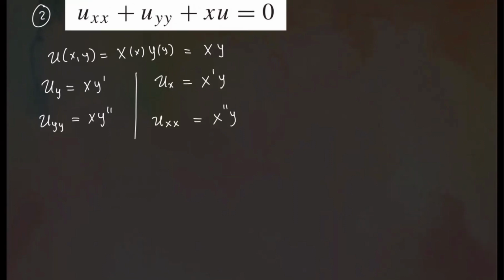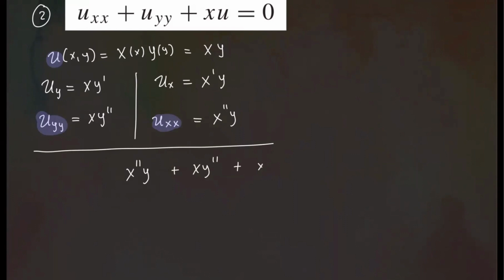All right, now let's substitute these into our given equation. So we'll substitute this expression and this expression into the PDE, and also our assumption u, which is a product of X and Y. So we will have u sub xx, that's X double prime times Y, plus u sub yy, that'll be X Y double prime, plus little x times u, which is x times X times Y, setting it equal to 0.